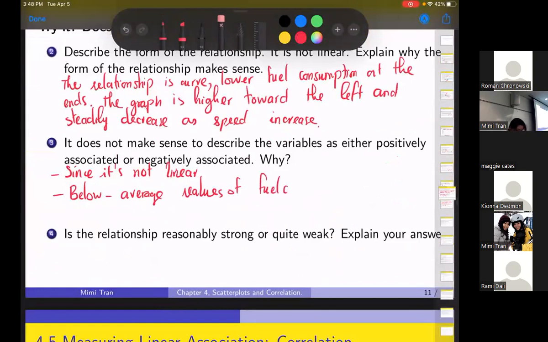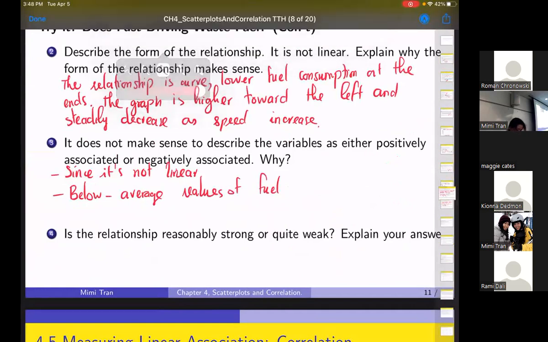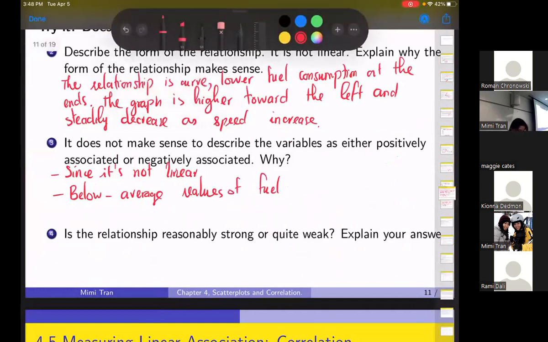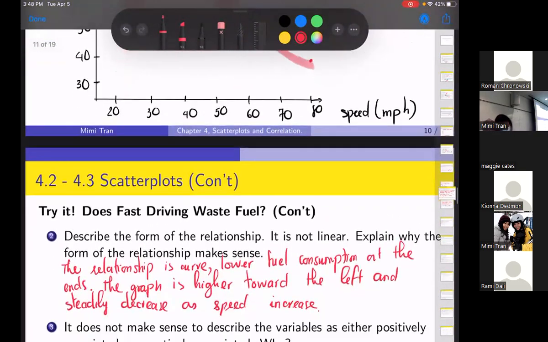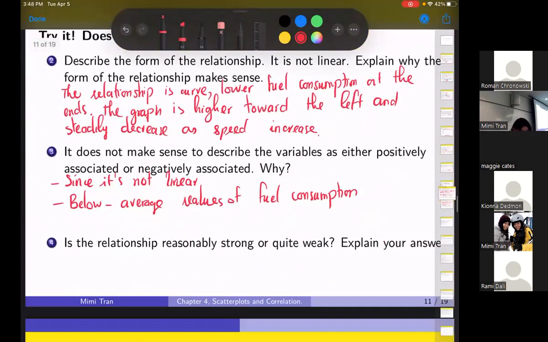If it's up to me, as long as you say it's not linear, then I'll take that answer and give you 100%. But I think your homework wants more. Below average consumption at the two extremes. You see something like this on your exam, I'm sorry, not exam, your homework. And I think they use the word below average, something fancy.